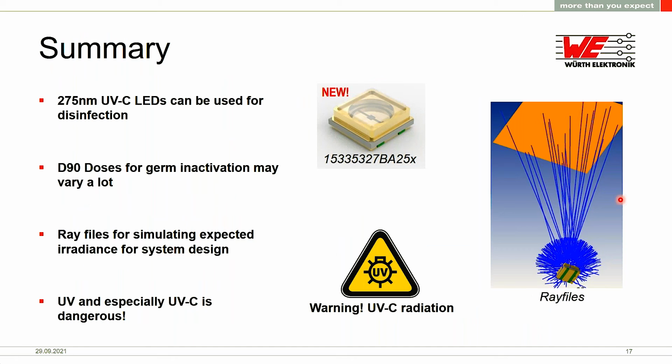So let's give a short summary of what we've discussed so far. Basically, 275 nanometer LEDs can be used for disinfection, and they are currently one of the best technologies to do this. Then I showed you a few D90 doses for germ inactivation, and that those doses can vary a lot, which needs to be taken into consideration depending on what kind of surface you have. You might need a higher dose to achieve disinfection. Then I showed you that we can use ray files and optical simulations to simulate the irradiance and then calculate a dose, an expected exposure time needed to achieve a certain dose and therefore a certain amount of disinfection. And then I showed you that UV light is dangerous and you need to be careful when working with those.